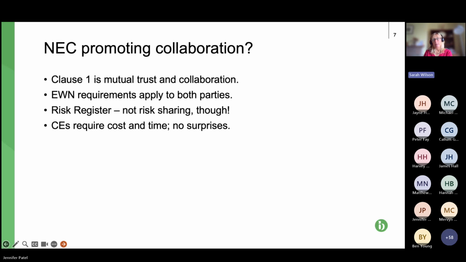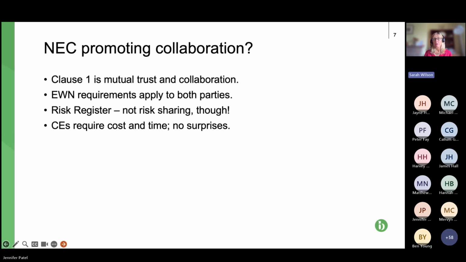The idea here is, obviously, it covers cost and extensions of time, and the money relating to those extensions of time. But the idea is, and it's part of the collaboration, it's connected to the early warning notices, no surprises. So mainly, the paying party, the client, does not want any surprises.